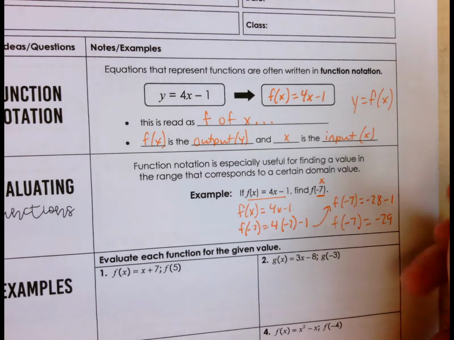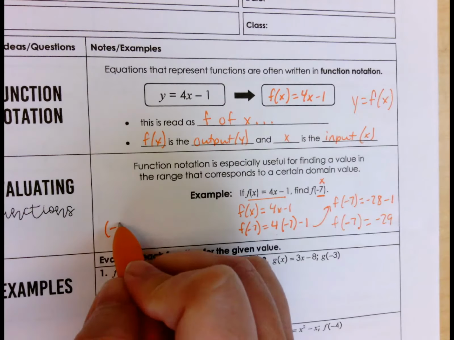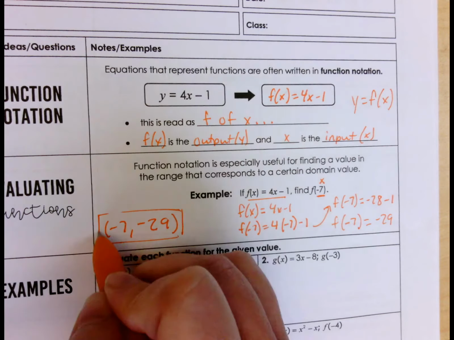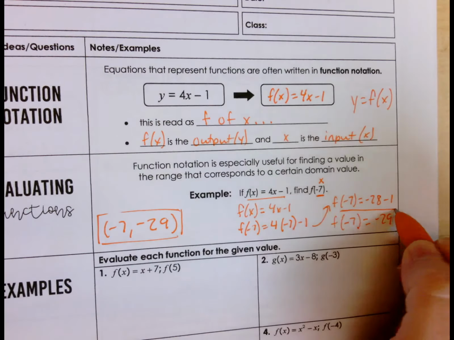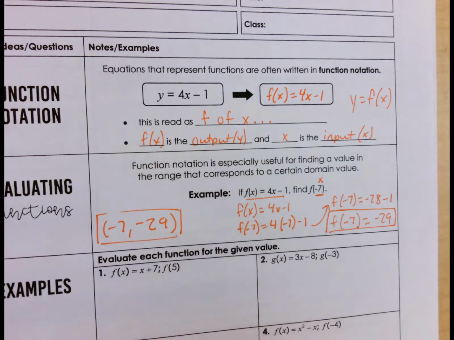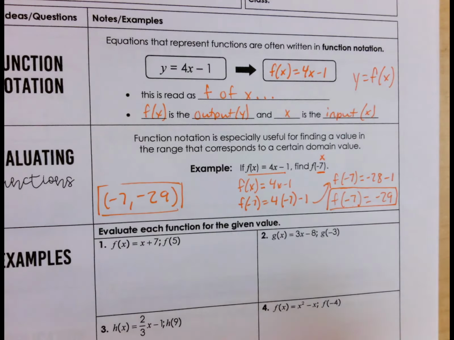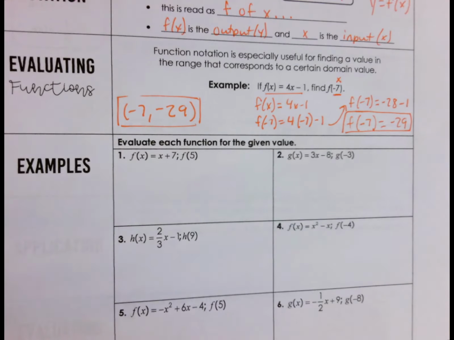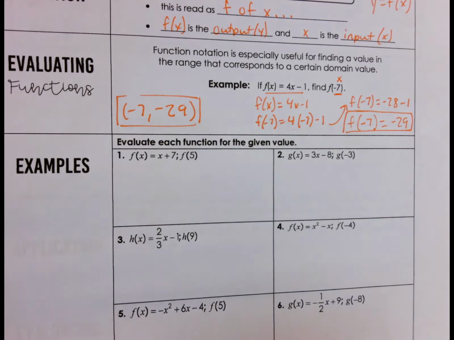So the input here is negative 7. The output here is negative 29. You can write your answer one of two ways. F of negative 7 is equal to negative 29. That means the x value is negative 7, and the y value is negative 29. Or you can write it as an ordered pair, because remember that a function creates an ordered pair. Now we're just going to do a few examples where we take that input and plug it in. This is very similar, just written differently than what we did yesterday. Same process as yesterday, just written differently today.